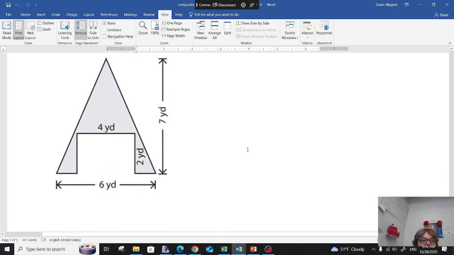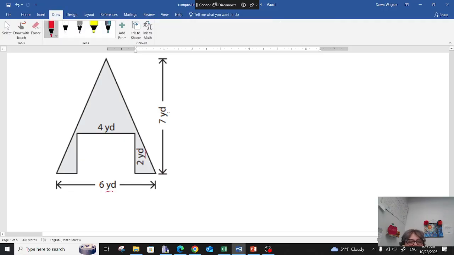Okay. First of all, I'm going to look to see if all the units are the same. Are all the units the same? Yeah, they're all in yards. Okay. So, let's do the easy one first. Does everybody see a rectangle? What are the dimensions of the rectangle? 4 by 2, so 4 times 2 is 8, and that should be yards squared, right? And it's a cutout, so I'm going to be subtracting 8 from the area of this large triangle.